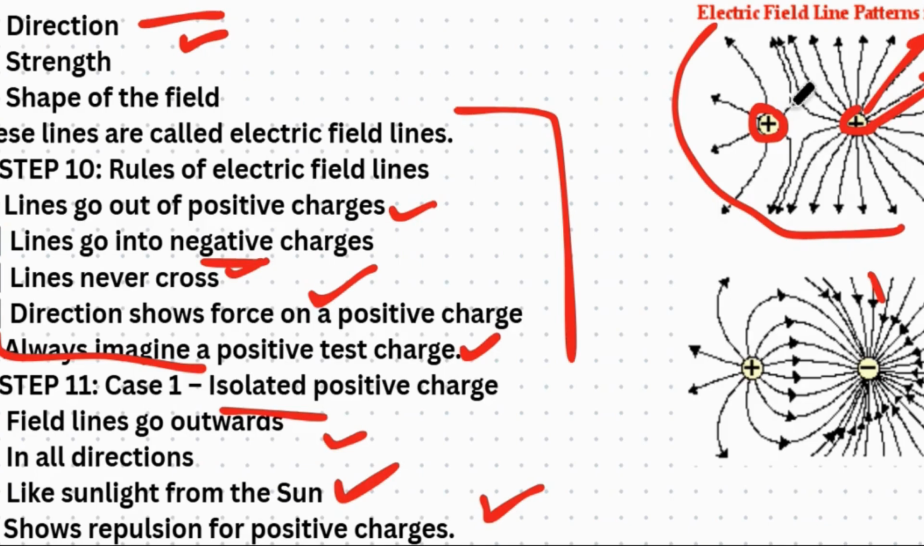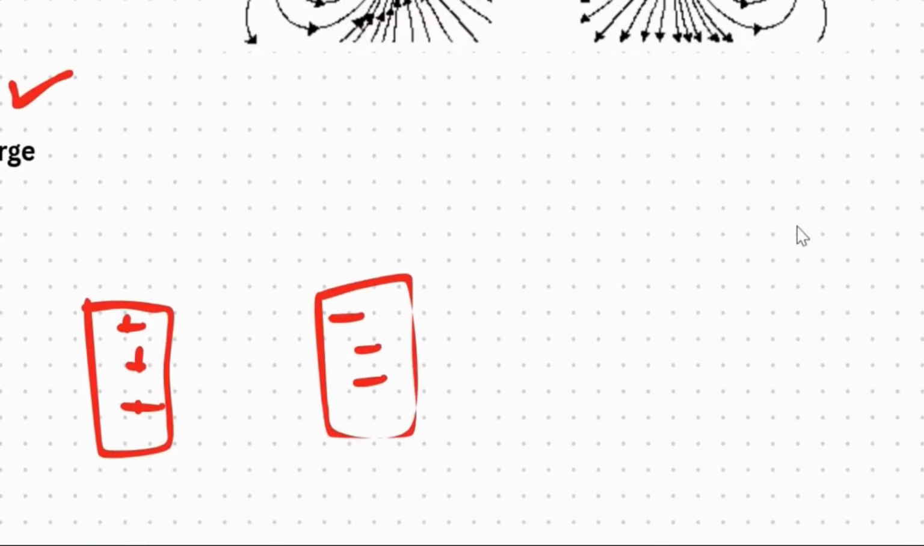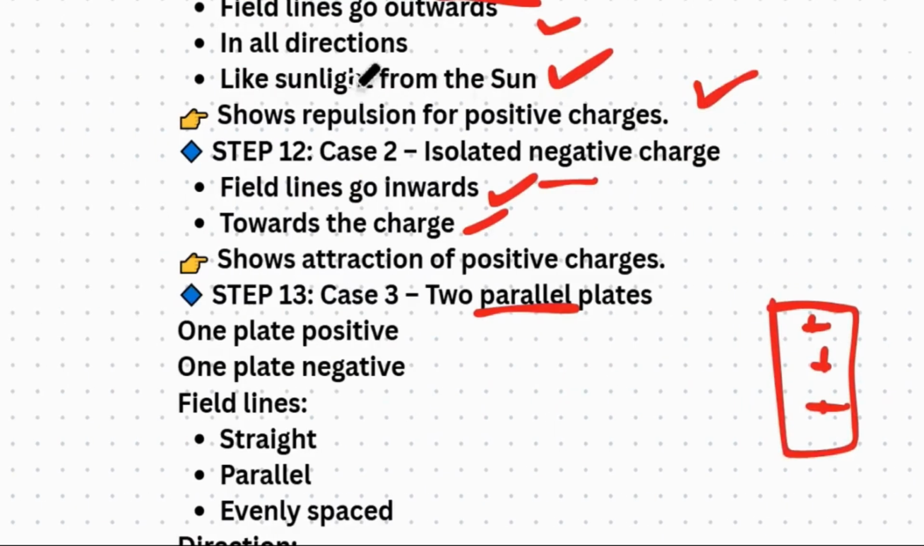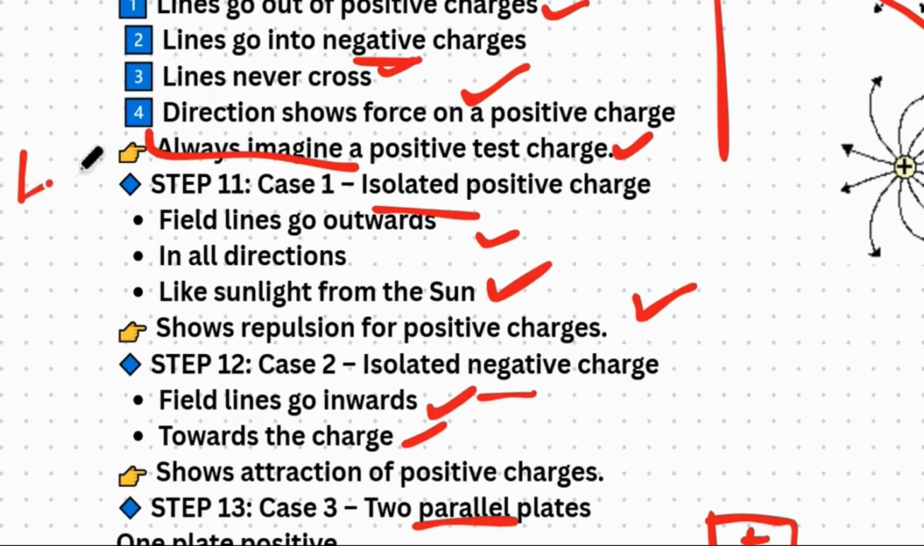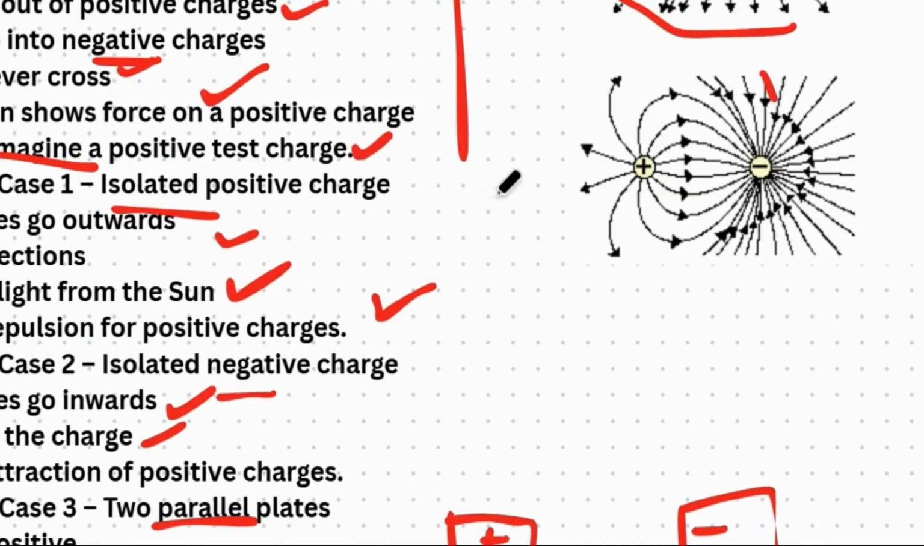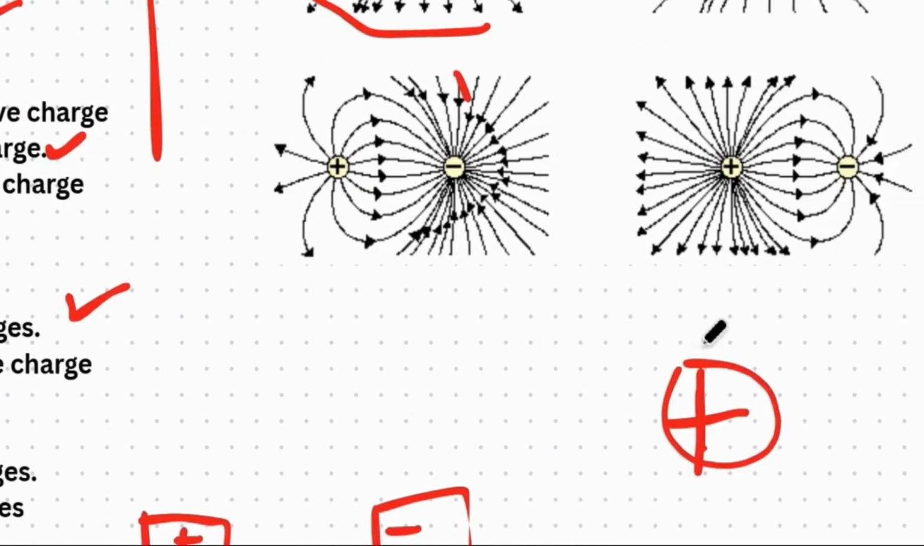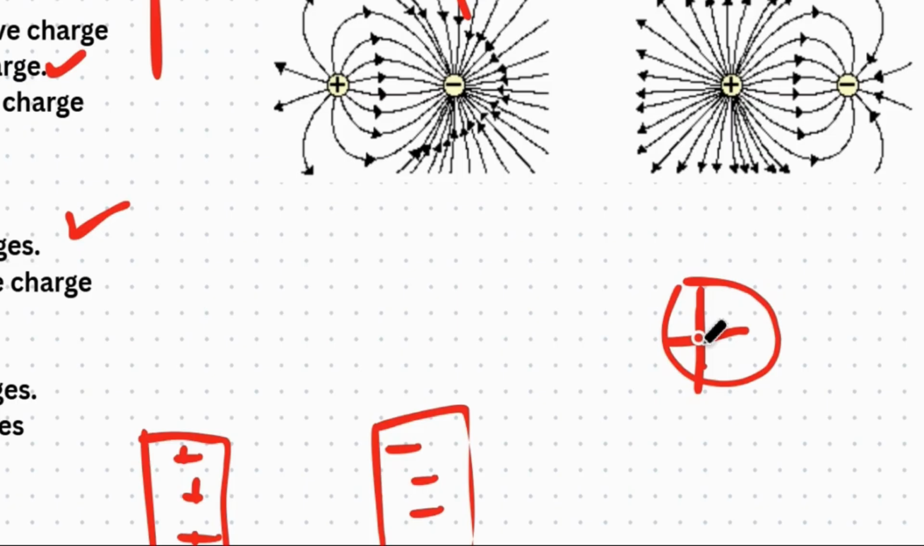What does isolated mean? Isolated means only one charge. See, isolated means only one charge, and we are taking an isolated positive charge. It means only one charge, no other charge nearby, no external influence. So the effect we see is purely due to one charge. That's why we are taking, see, I have written here that always imagine the positive test charge, because it's only one charge and no other charges nearby. It means no external influence. So the effect we see is purely due to one charge.